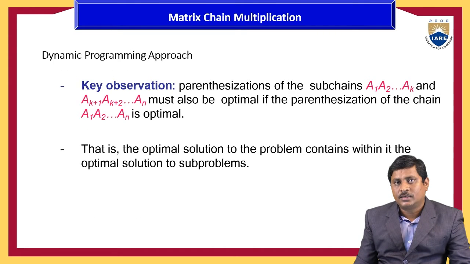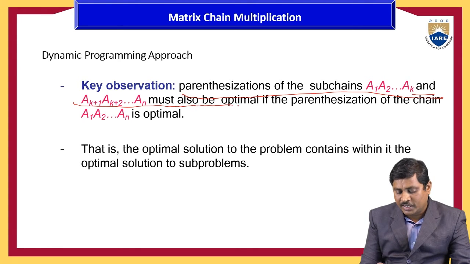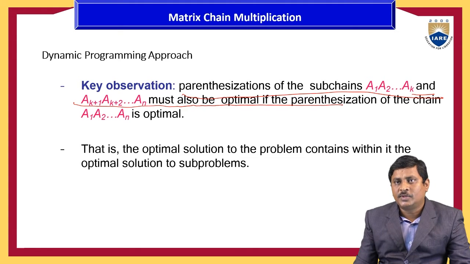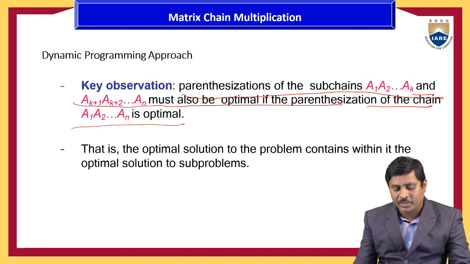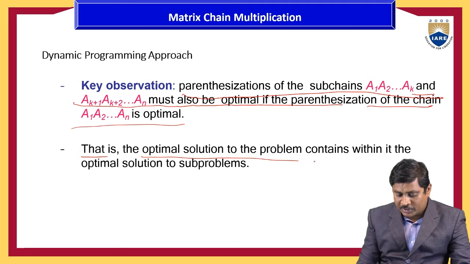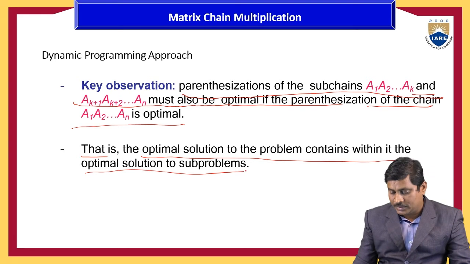Key observation. The key observation is that parenthesizations of the subchains A1, A2 and so on Ak and Ak+1, Ak+2 and so on An must also be optimal if the parenthesization of the chain A1, A2 and so on An is optimal. That is, the optimal solution to the problem contains within it the optimal solutions to subproblems.